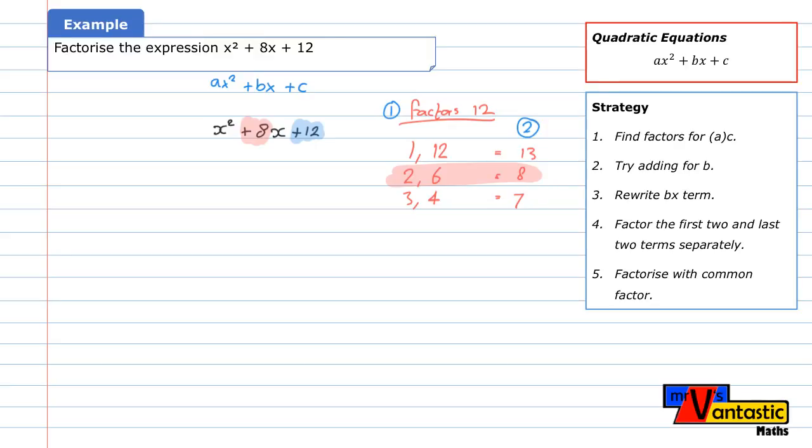Now that we know which terms we're going to use, we are going to rewrite the equation. Rewriting this equation, it's going to equal x squared, we haven't touched that, and we're going to use these 2 terms that we just figured out. So this is going to become plus 2x plus 6x plus 12.